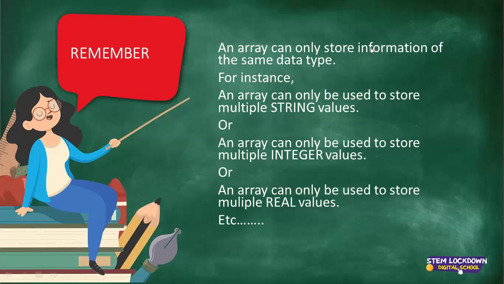It says, remember, an array can store information of the same data type.